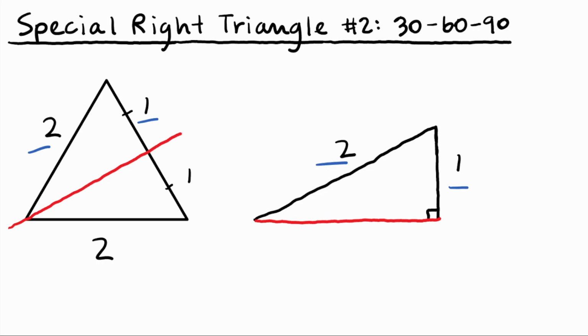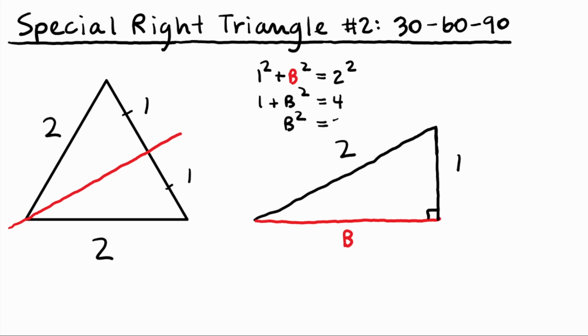And then I could be interested in the value of this other leg. Maybe I'll call that B. And then I'm going to go through the Pythagorean theorem, just like with the 45, 45, 90, and figure out what the value of B is. So I would say 1 squared plus B squared equals 2 squared. That's 1 plus B squared equals 4. So B squared equals 3. And B is going to be the square root of 3.